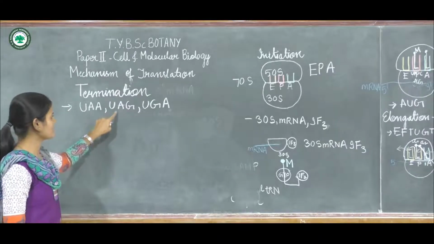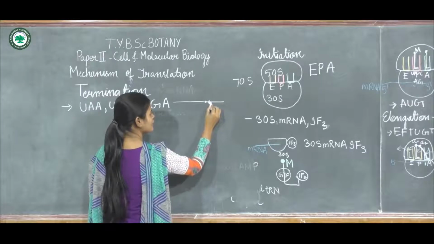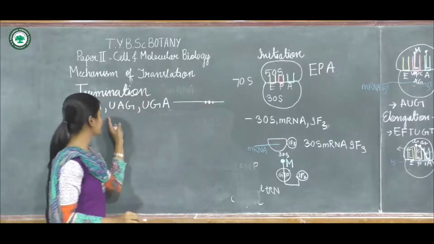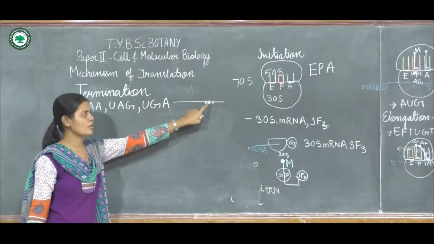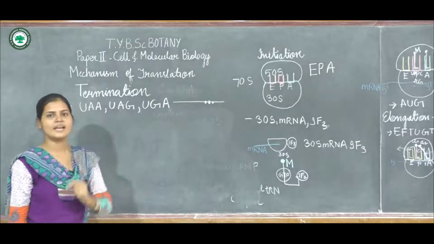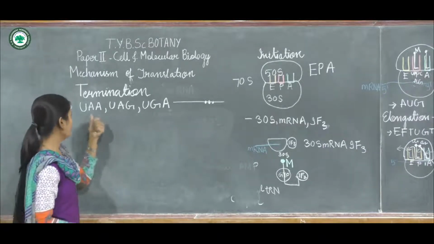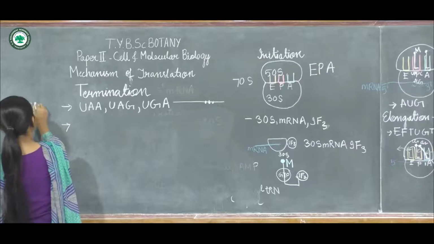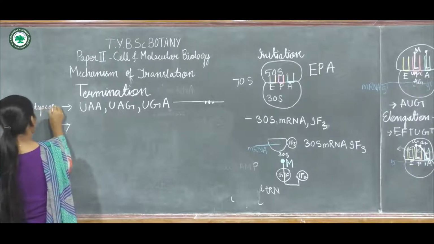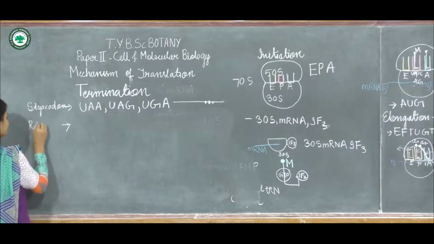So when these codons are present on the mRNA, suppose these are the codons, these three are called stop codons. If they are present on the mRNA, at that time the protein synthesis will stop. So these are the stop codons.